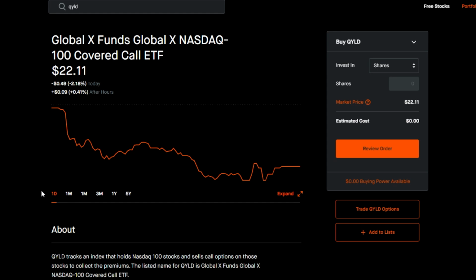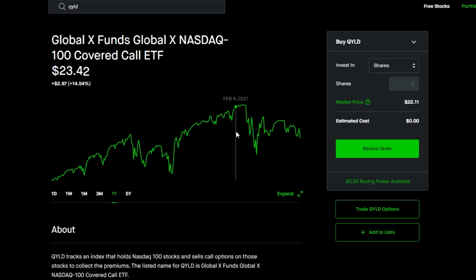But the problem is, once again, you have to try to get in when they are cheaper. So during February 19th, this one is trading at almost $23.50. Now it's at $22.11. So this might be a good entry point, but at the same time, it just depends on how the market trades. But I will be trying desperately to get some of these higher yielders, because I'm really chasing yield right now.